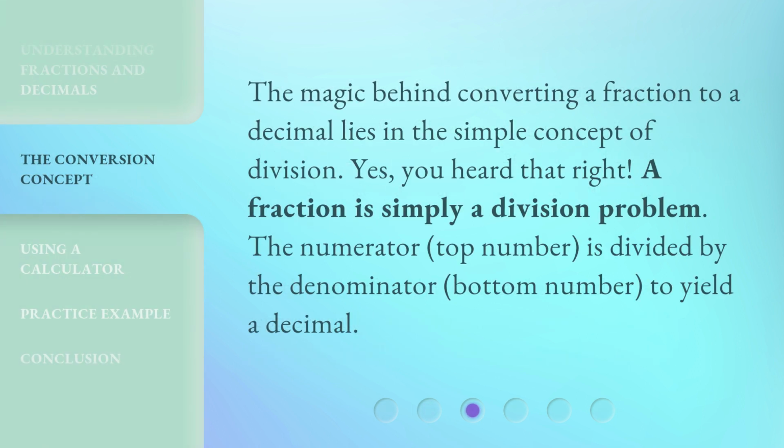The magic behind converting a fraction to a decimal lies in the simple concept of division. Yes, you heard that right. A fraction is simply a division problem. The numerator, top number, is divided by the denominator, bottom number, to yield a decimal.